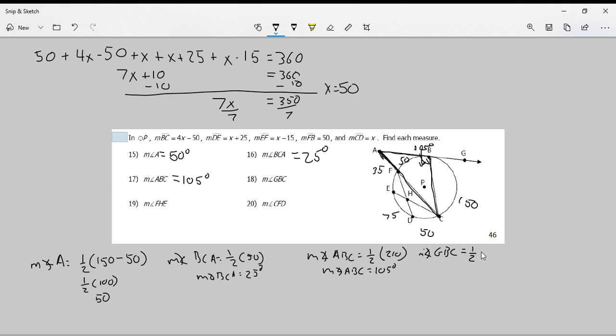The measure of angle GBC is equal to 1/2 of 150, and half of 150 is 75. If you don't know that, it's because people don't spend money anymore. Okay, that's half of $1.50 is 75 cents.